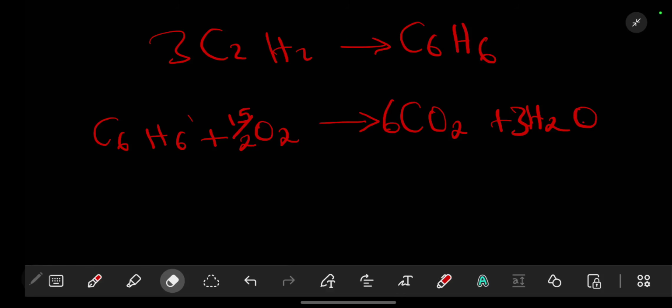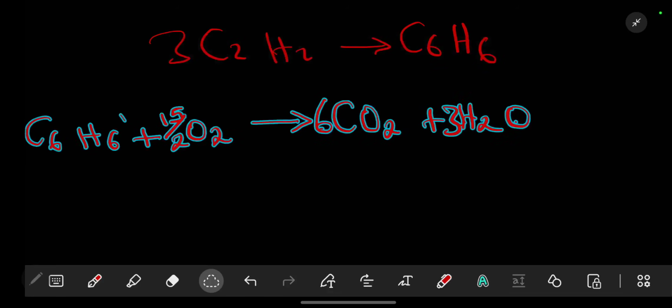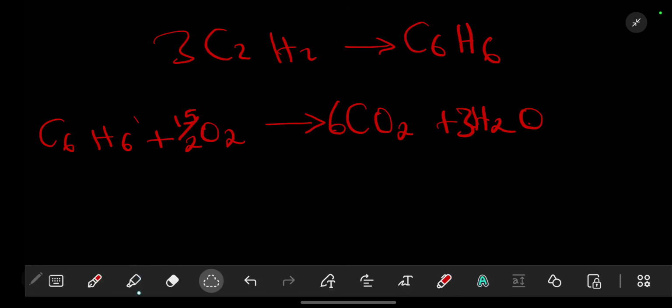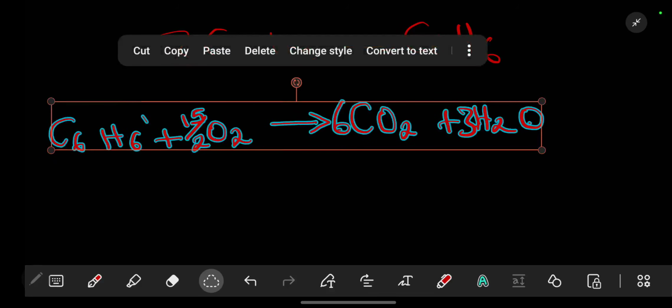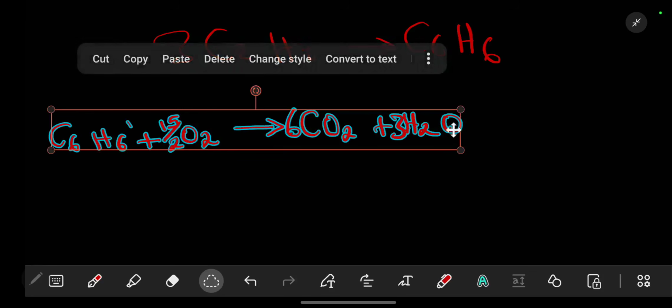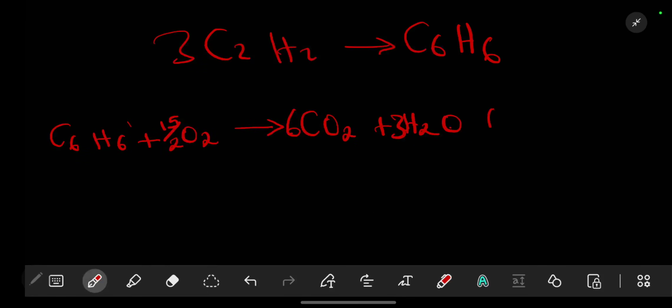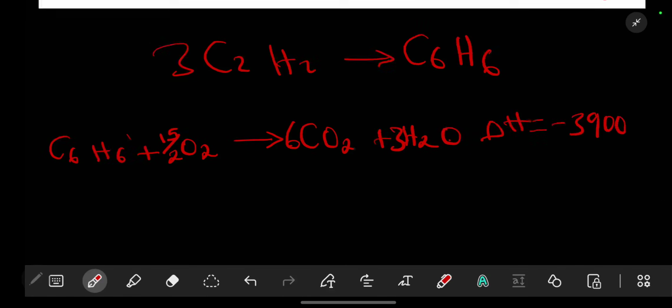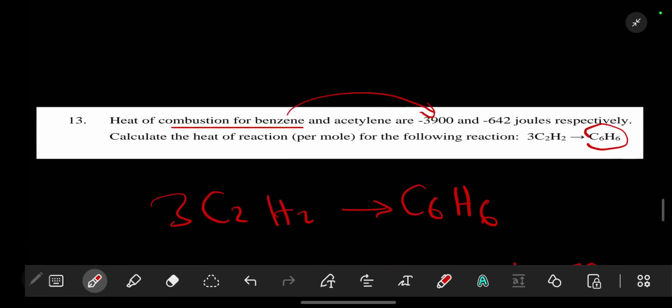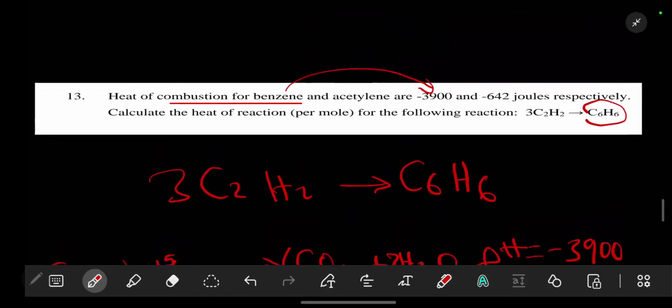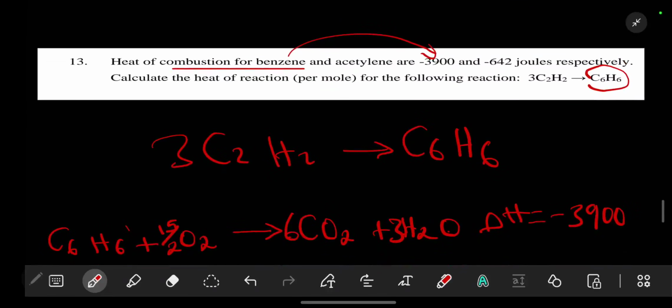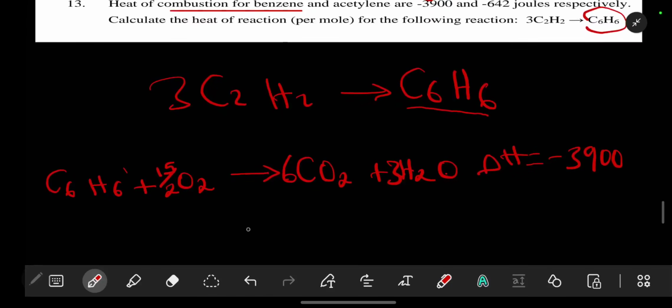So after doing that, now you can write your change in enthalpy according to the information you are given. The change in enthalpy for this reaction is equivalent to negative 3,900. So the change in enthalpy is found to be negative 3,900 like that. So if this is the case, remember it should be on this other side. So we are going to flip.